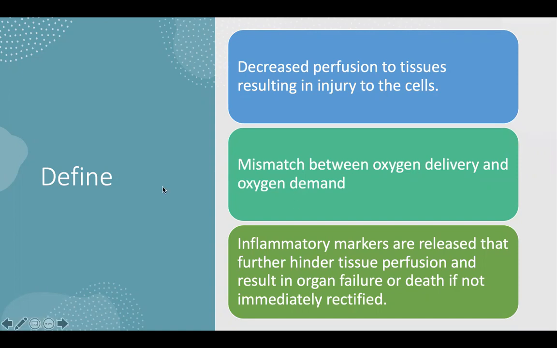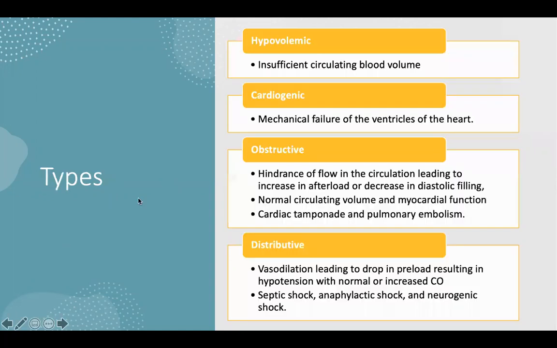And it really is thought that it's the inflammatory markers that result in organ failure or death if not immediately rectified. So let's walk through quickly the four types of shock. You've seen these before. Remember, hypovolemic, one that we're very well accustomed to in the operating room, with the most common of which is hemorrhagic shock, and that's an insufficient circulating blood volume.